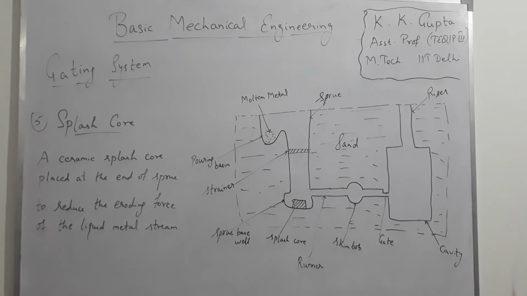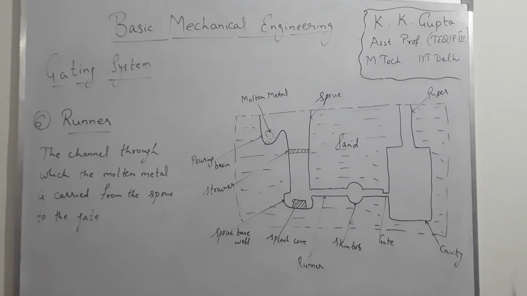Fifth is splash core. It is a ceramic material, a ceramic splash core placed at the end of the sprue to reduce the eroding force of the liquid metal stream. From the figure we can see the sprue passage is reducing downward. Means area is reducing downward. It means from the continuity equation we can conclude the velocity at the bottom will be high. That can erode the cavity. So to reduce this eroding force we use this splash core.